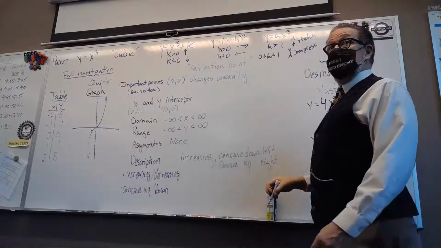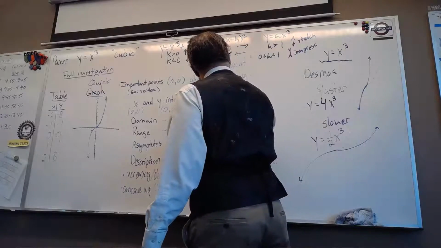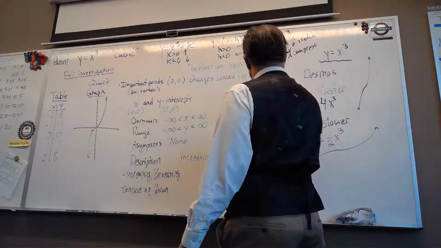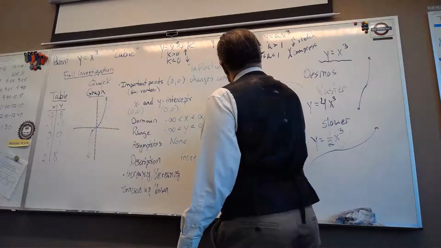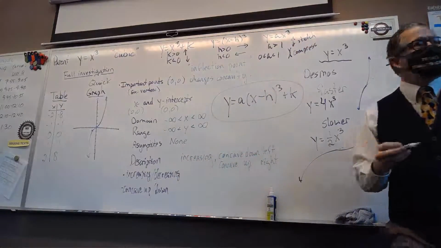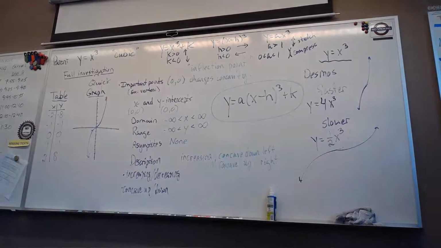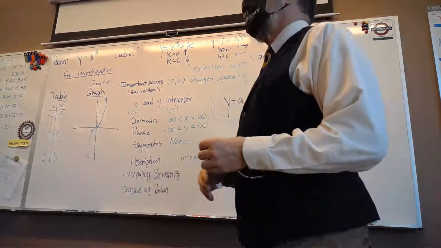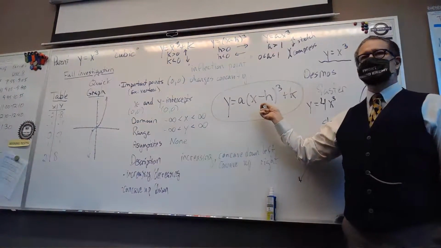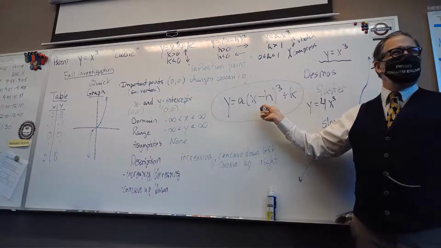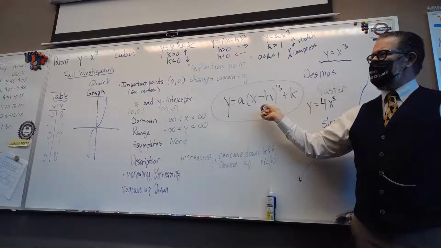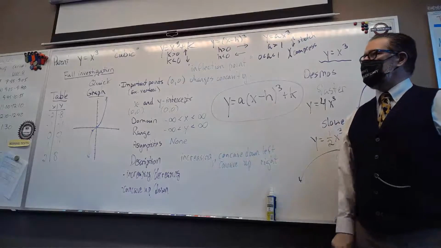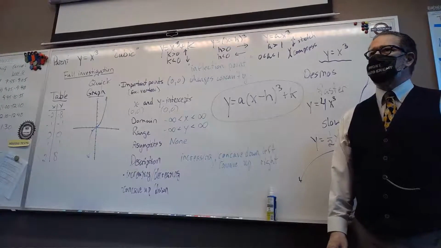So let's put this all together in the last 30 seconds. Y equals a parentheses x minus h cubed plus k. This is our general equation. Write it down, highlight it. Does that look awfully familiar? Doesn't that look just like the quadratic one that we did? Hey, look, there's the graphing form of a cubic, just like the graphing form of a quadratic.